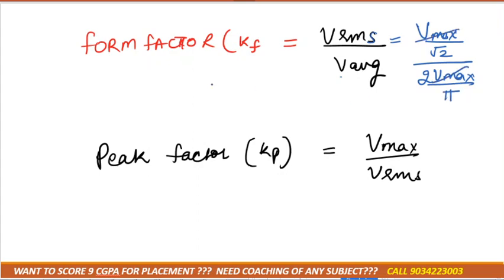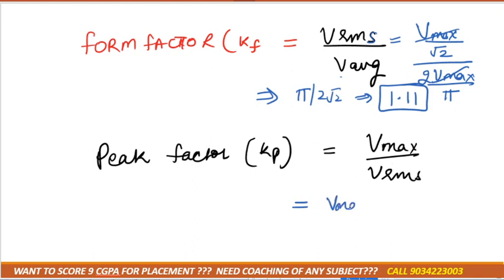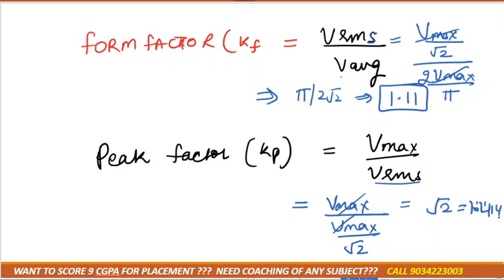So Vmax would cancel out. What would be the left term? That is pi divided by 2 root 2. If we solve it, we get the value 1.11. Similarly, for the peak factor, Vmax divided by VRMS is Vmax divided by Vmax over root 2. Again Vmax cancels out, and the answer is root 2. Root 2 is how much? 1.414. So always remember the form factor is 1.11 and its formula, and the peak factor is 1.414 and its formula.